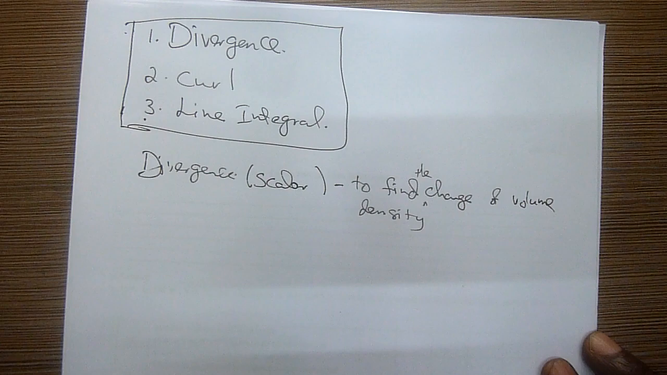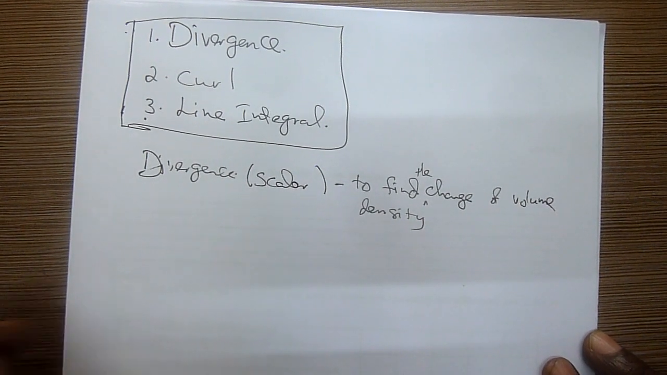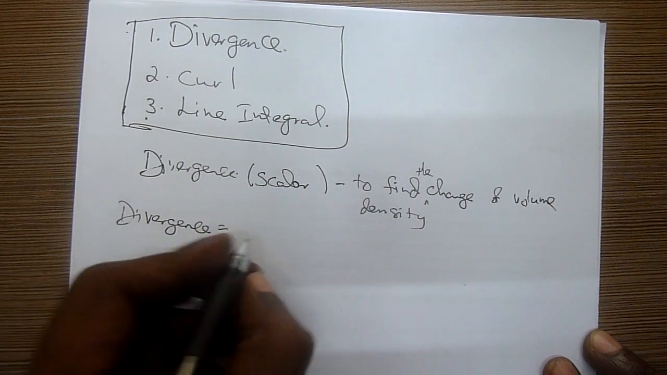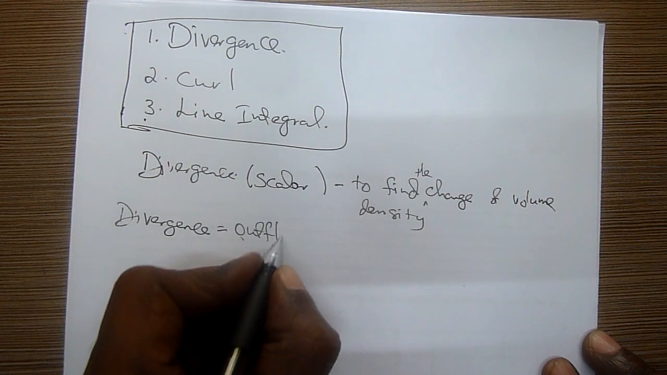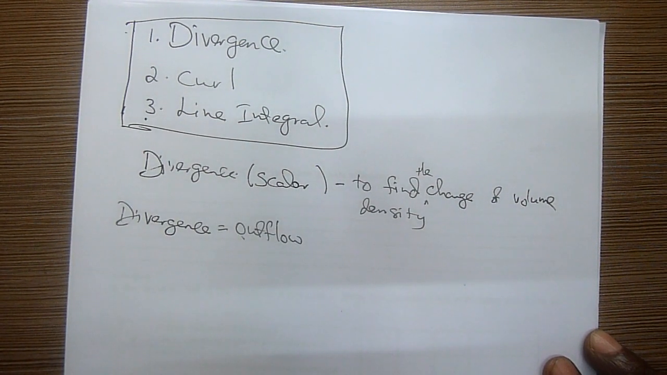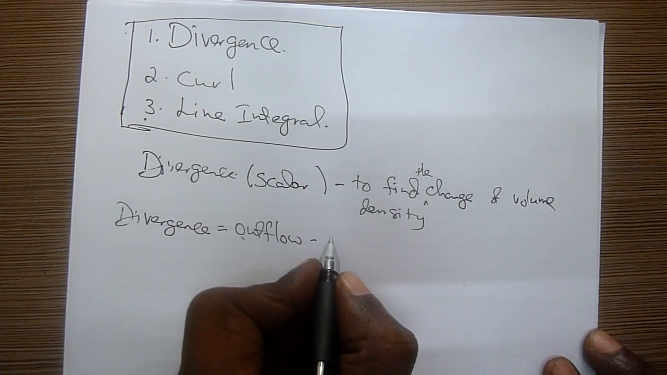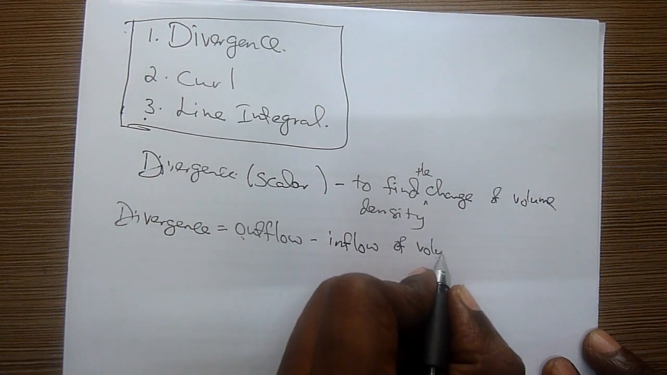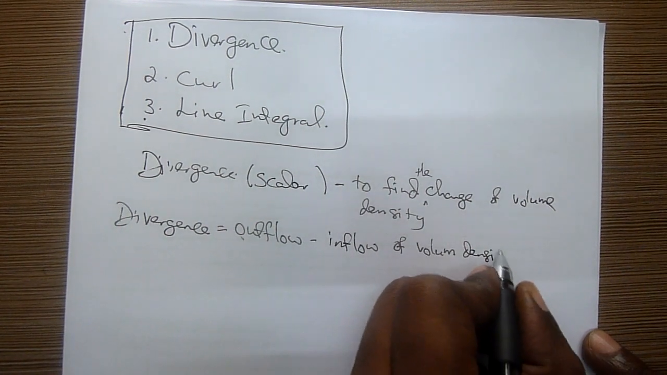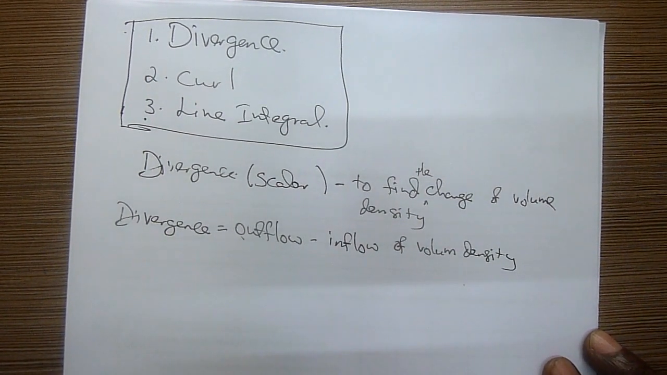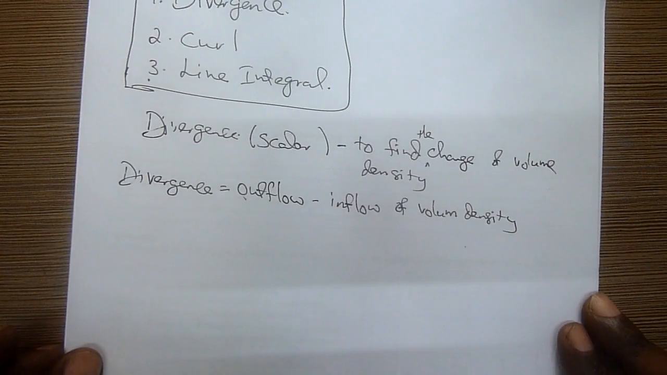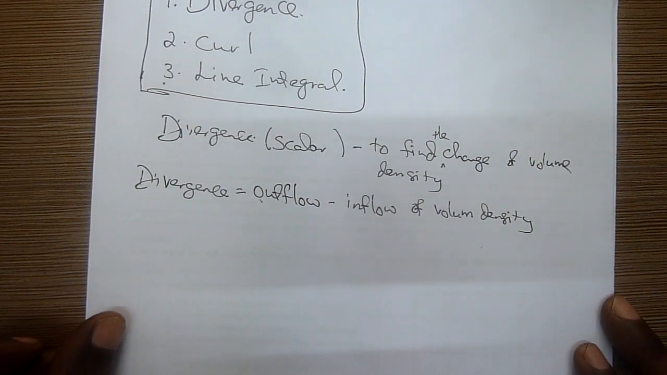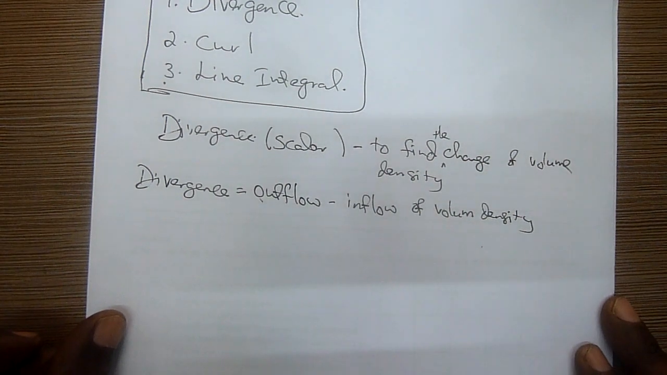In simple terms, divergence can be explained as outflow from any volume minus inflow of volume density. Based on this, we're going to analyze how we are able to calculate the magnitude of divergence.